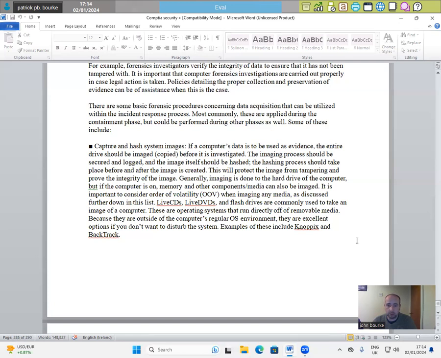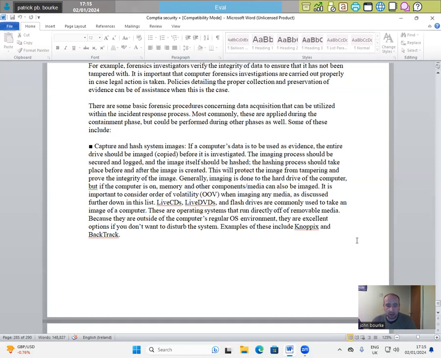Generally, imaging is done to the hard drive of the computer, but if the computer has memory and other components, media can also be imaged. It is important to consider the order of volatility, OOV, when imaging any media. As discussed further down this list, live CDs, live DVDs, and flash drives are commonly used to take an image of a computer. These are operating systems that run directly off of removable media because they are outside of the computer's regular OS environment.